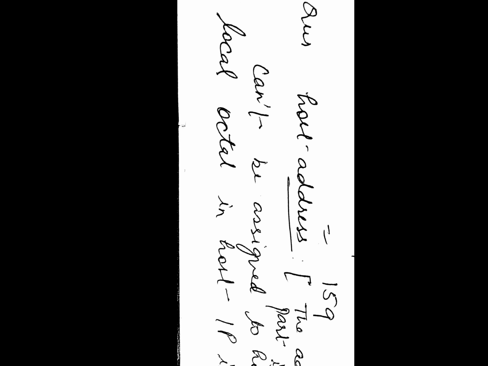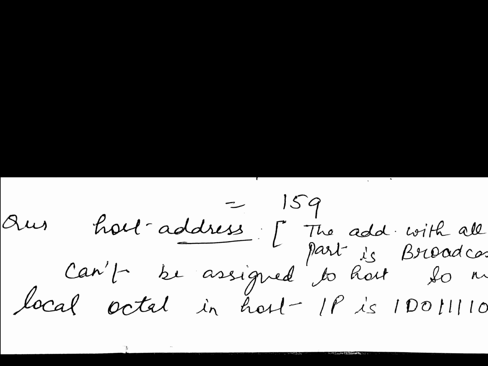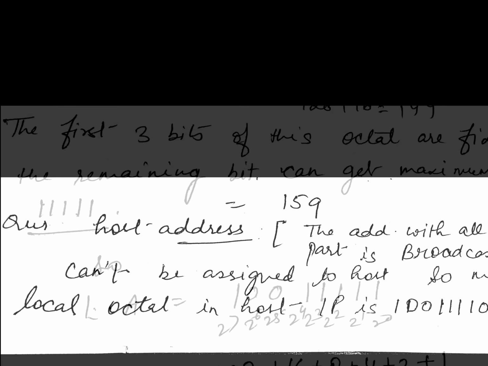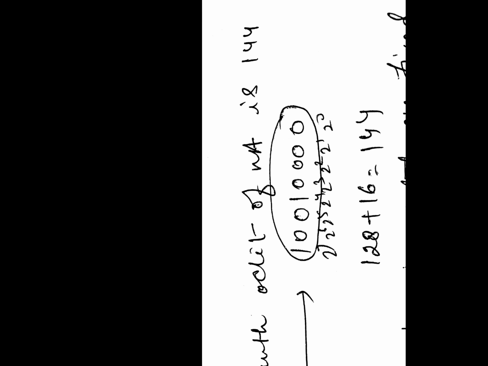So basically we have to find out the host address. First we use the last address bits. The fourth octet of the network address is 144, so we have to convert 144 into binary form. Okay, so we have converted it into binary.